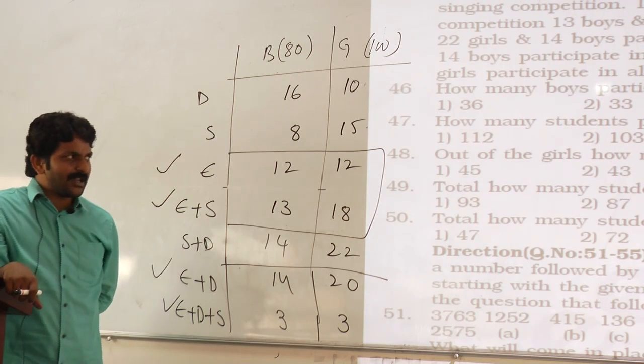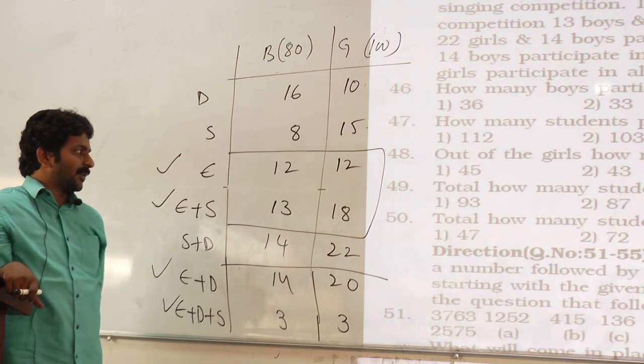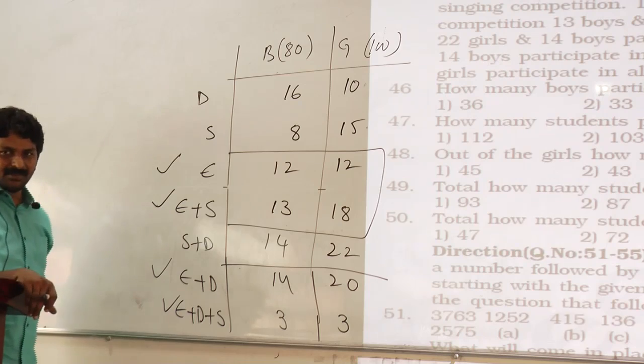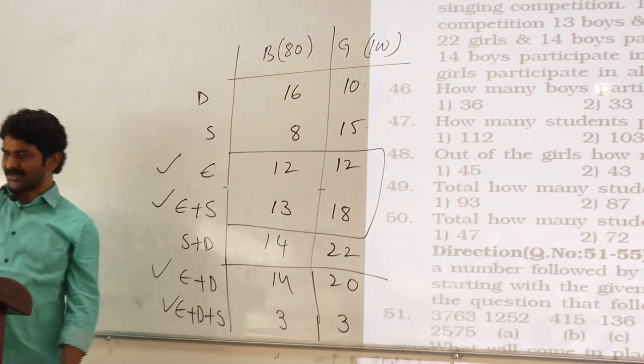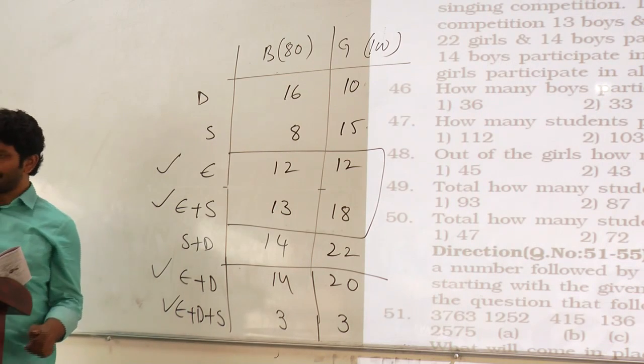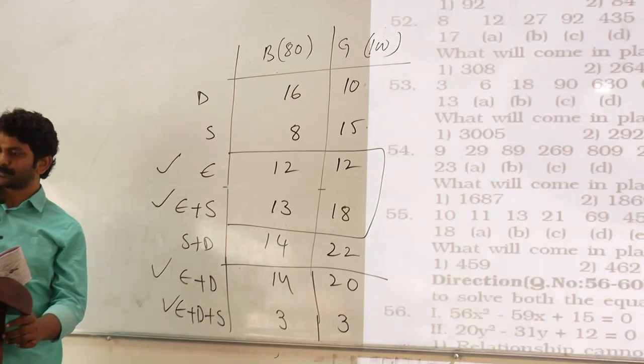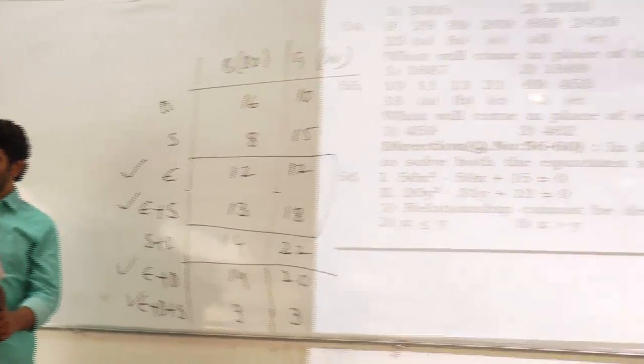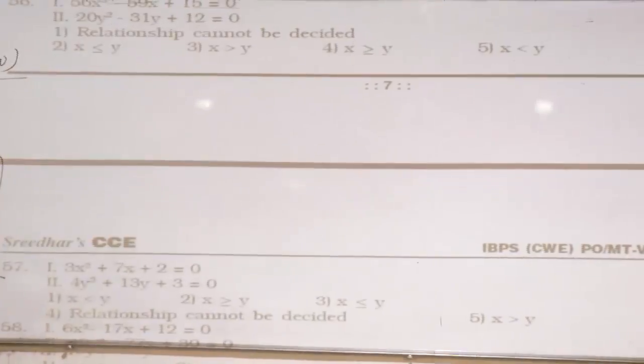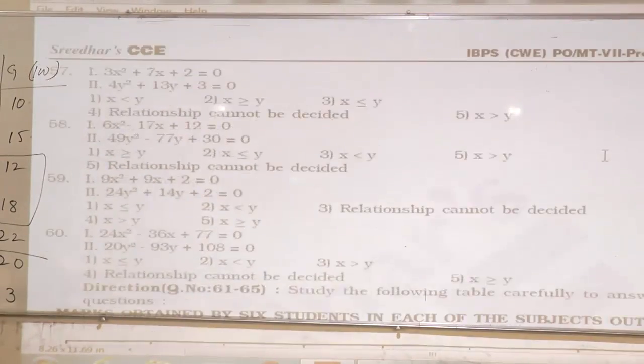Total how many students participate in drawing competition? Drawing, same way, you can do it, right. You just need to add values. Answer entamma? 102. 56 to 60? 60, yeah?